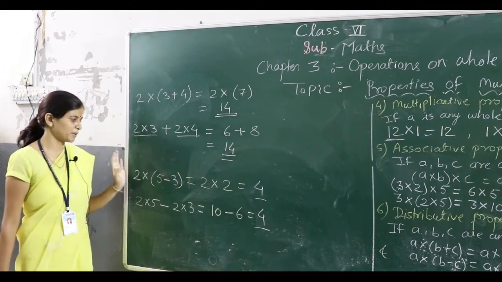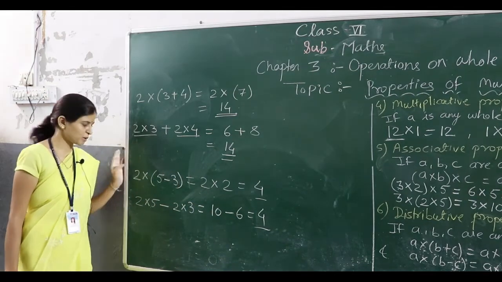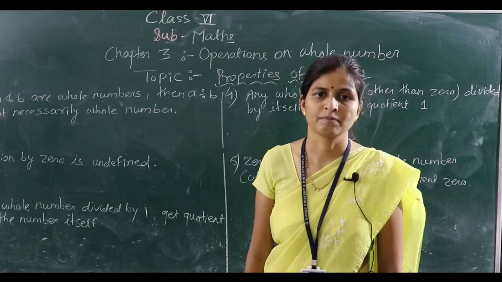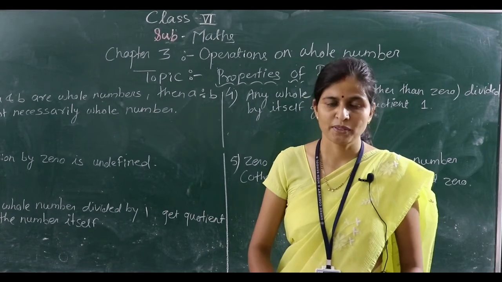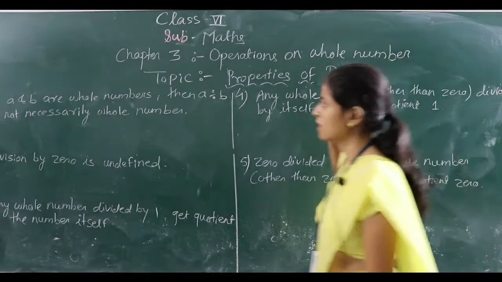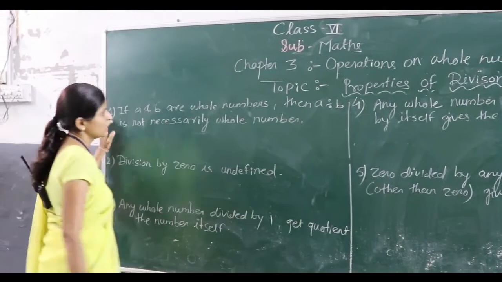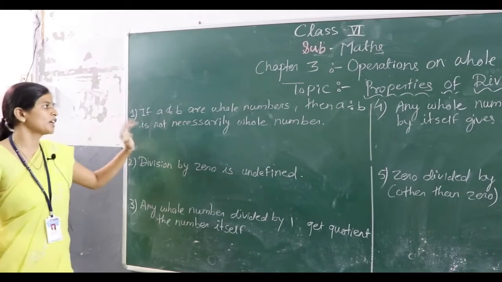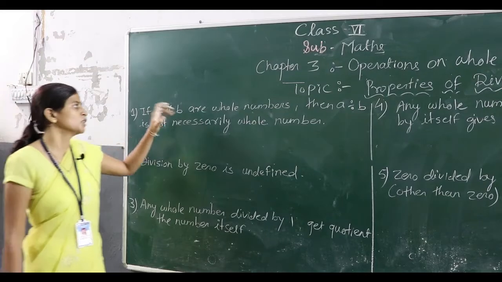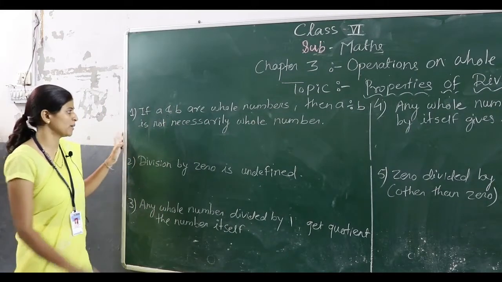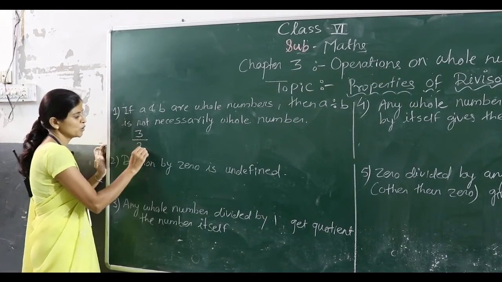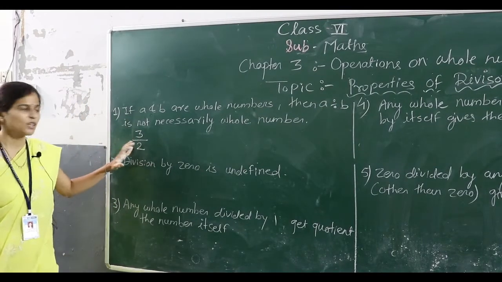This property of multiplication is called the distributive property, because we distributed the number to both the numbers in a bracket. We have seen the properties of addition, subtraction and multiplication. Now we see the properties of division. First property: if A and B are whole numbers, then A divided by B is not necessarily a whole number. Means if A and B are both whole numbers, their division is not necessarily a whole number. For example, suppose A equal to 3 and B equal to 2. 3 divided by 2 is not possible.